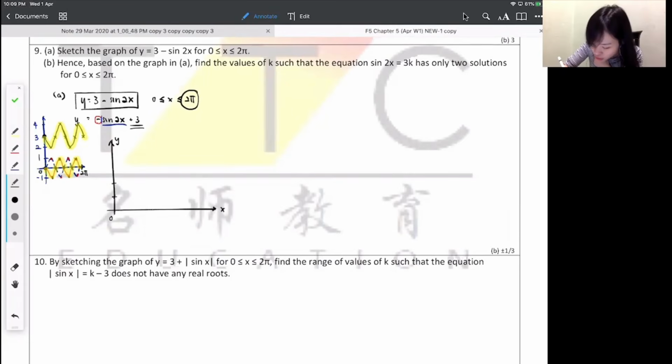0, 1, 2, 3, 4. Very fast one, guys. So 3 here. Down, up, stop. Just like that. Can you see? This is how I draw it out. The ending of it is 2 pi. The middle here is pi. The first half middle is pi over 2. The second half middle is 3 over 2 pi.